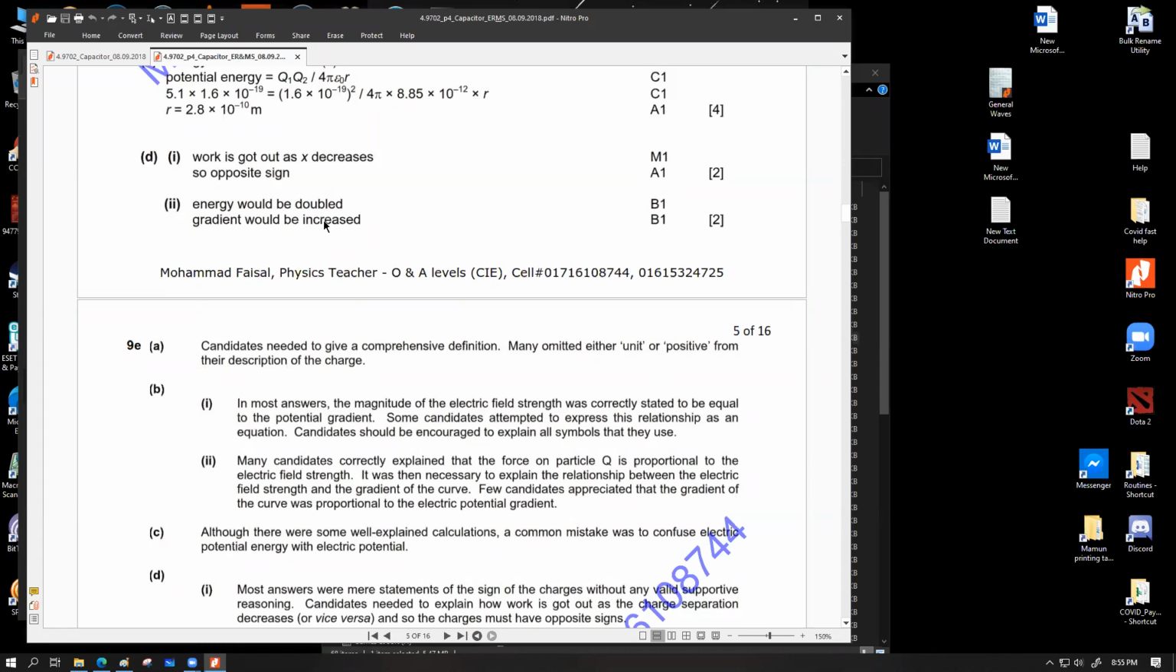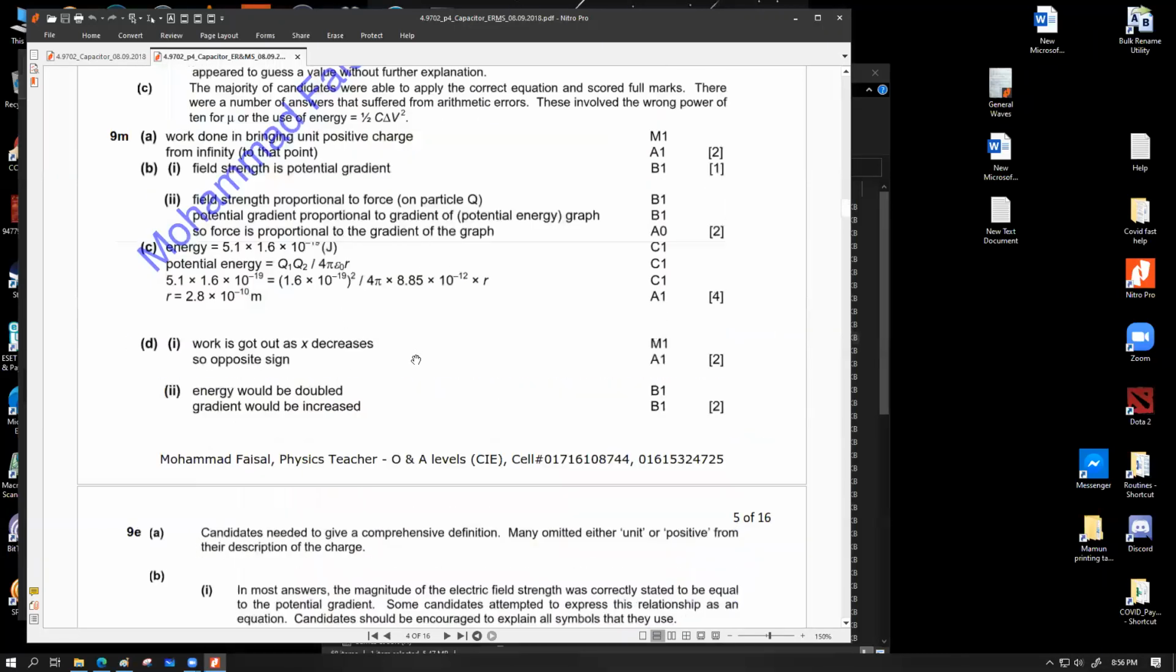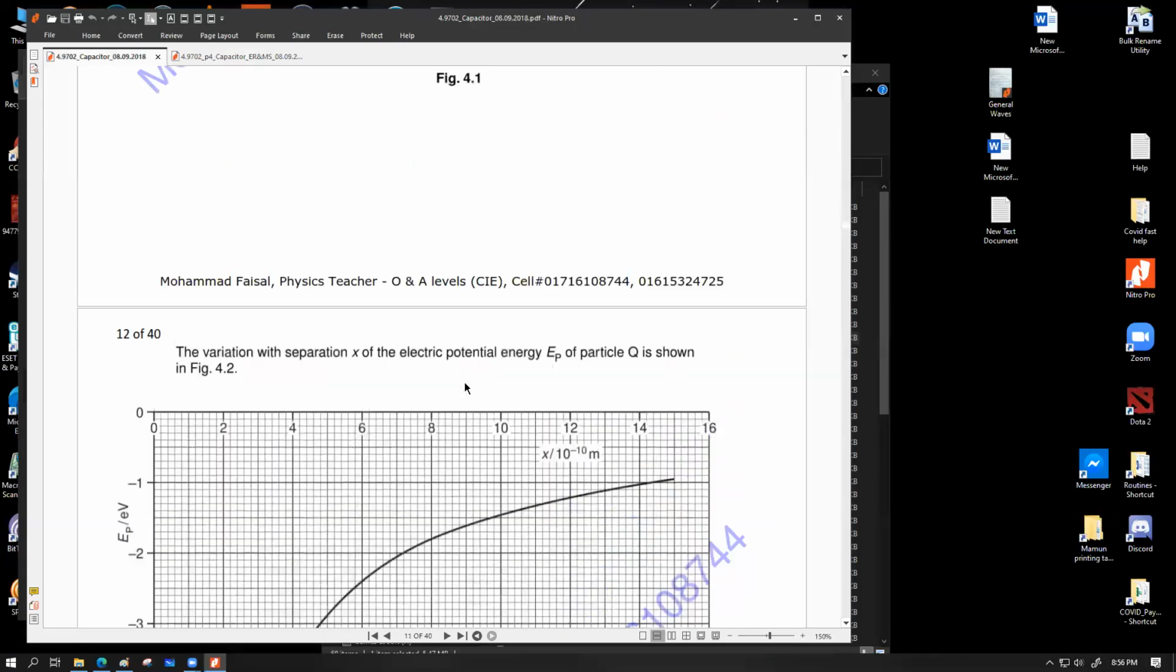Sir, which equation is this coming from? The potential energy is double due to separation; work done equals force into distance. Okay. Question number C.